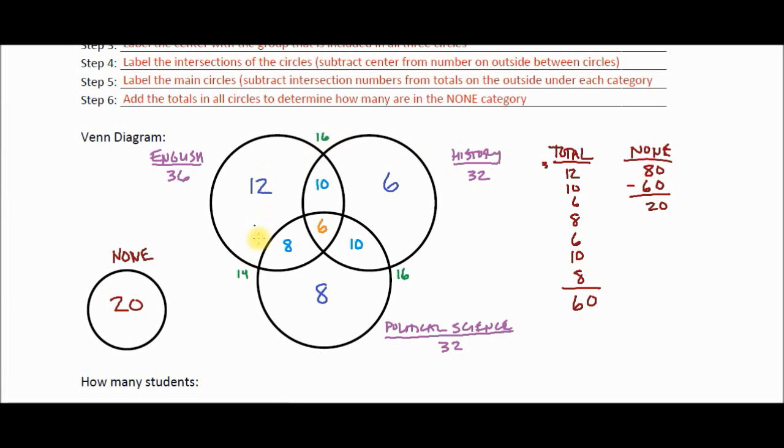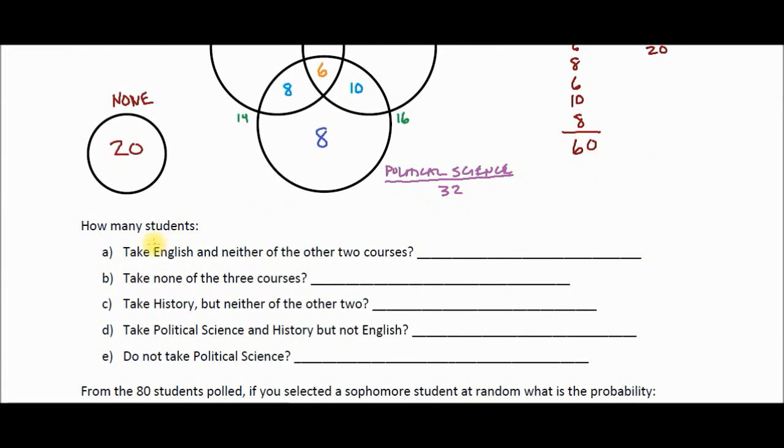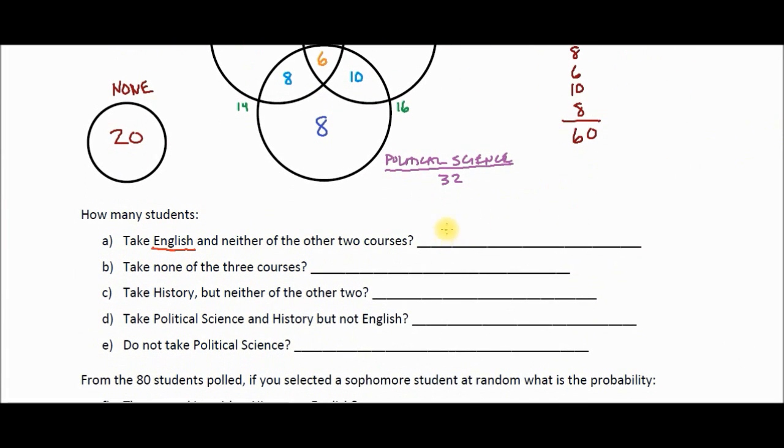Alright, now our Venn diagram is complete, and we can go through and start to answer the questions. How many students take English, but neither of the other 2 courses? So English makes us happy, but we don't want any other courses. Take a look at our Venn diagram. 12 students are taking English and nothing else. Only English. So that's easy. We got 12.